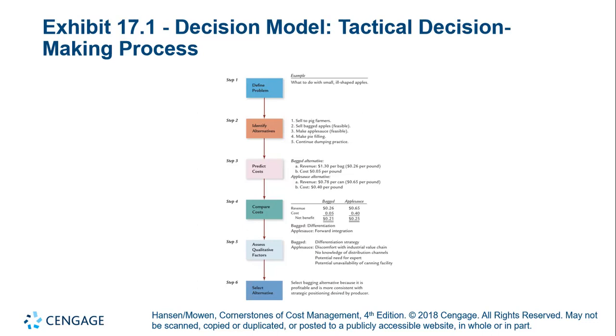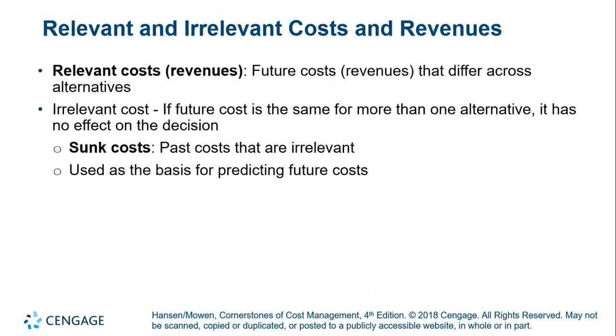That's per pound. However, in one bag, you have 5 pounds. So in other words, if you have one bag, that will give you a higher profit. So assess qualitative factors, and at the same time, you have to select the alternative. Okay? So we have done steps 1 up to 6 in the case of the decision model.